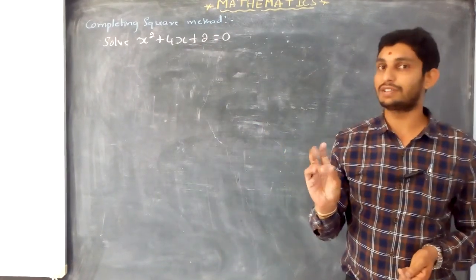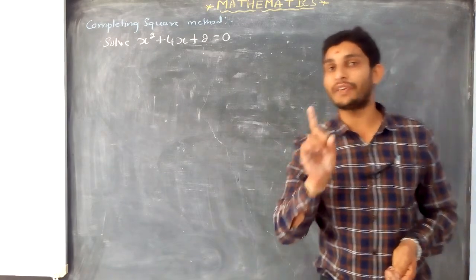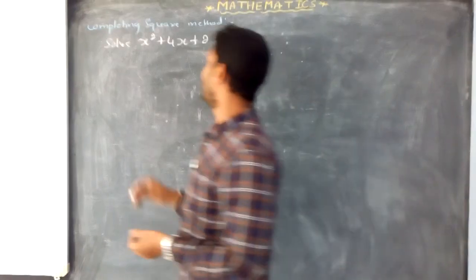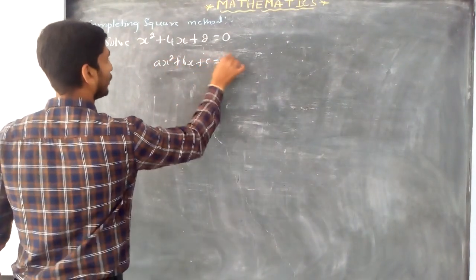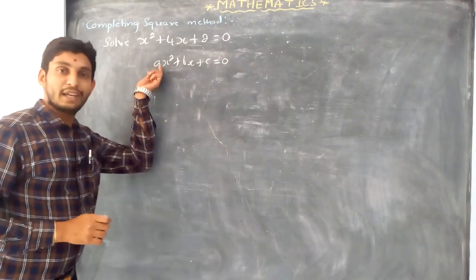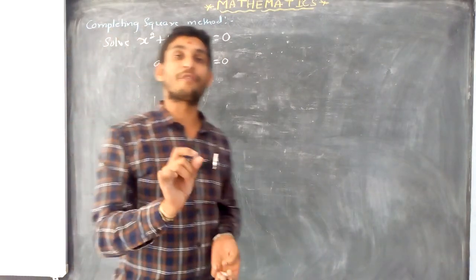Next rule is, first it should be standard form as well as coefficient of x square. That means if you take a quadratic equation ax square plus bx plus c equals 0, this a should be coefficient of x square, that a must be a perfect square.